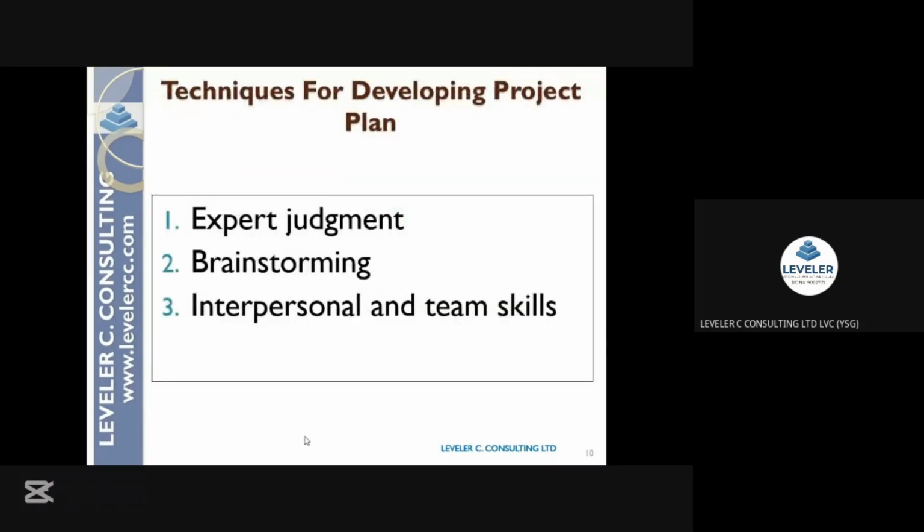Now, what do we need for us to be able to develop that project management plan? We say we need expert judgment. Expert judgment is we're going to ask someone who has already done similar projects about that particular project so that they can give us an insight. So we don't make the same mistake that they made when they were running that project.